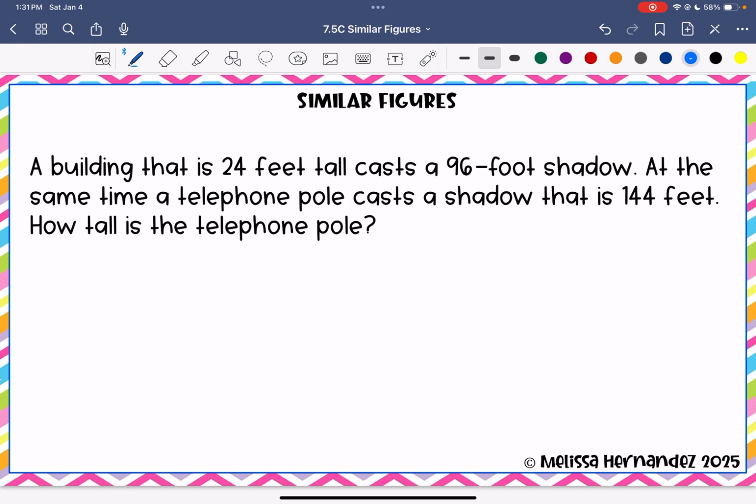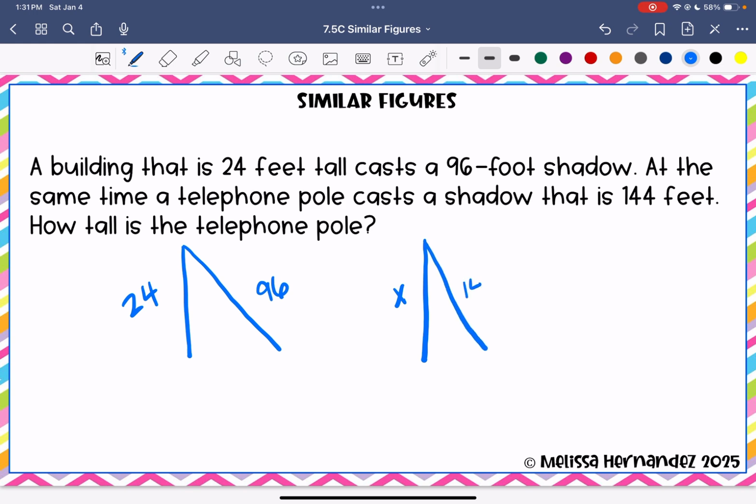All right, so I usually categorize this into the proportion, the similarity unit, and similar triangles. And I really say triangles because I'm about to show you what I mean. So the building is 24 feet tall, and its shadow is 96 feet. Now let's look at the telephone pole. We don't know how tall it is, so we'll just say X. But we do know that its shadow is 144.